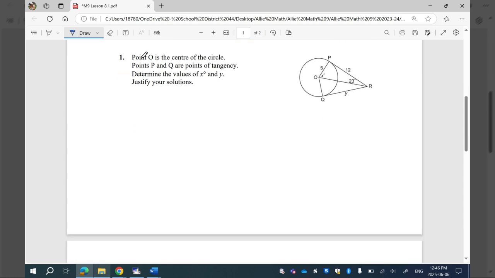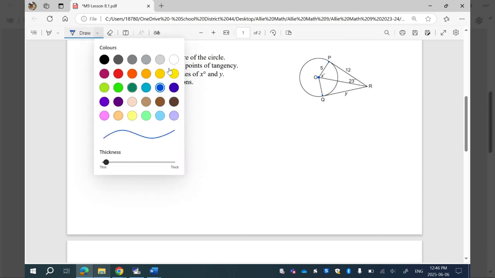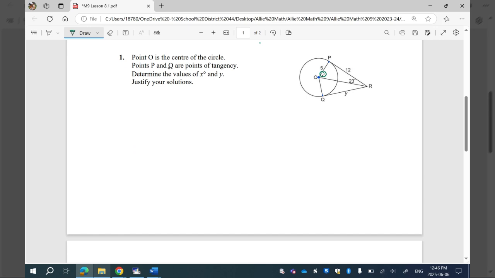So point O is in the center of the circle. So point O right there, we know is the center of the circle. Okay. And points P and Q right here and right here are points of tangency. Determine the value of x. So this is a mystery right there that we need to solve. And y. You can tell this is an angle of x because there's that little degree symbol there. And y is going to be a length. So it's denoting a length and not a degree. So we're looking for this angle x, and we're looking for this length y.